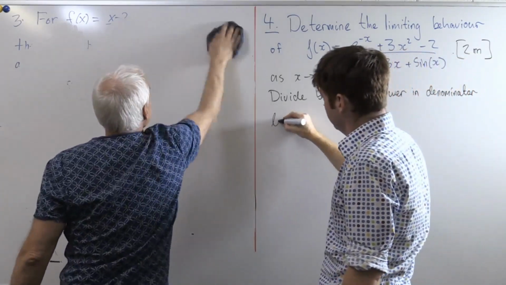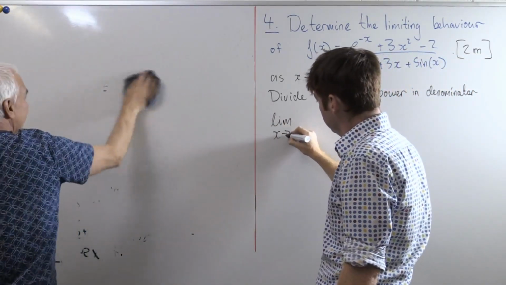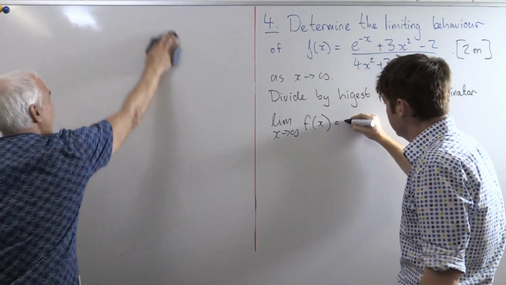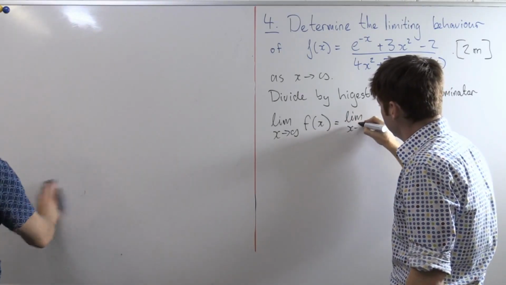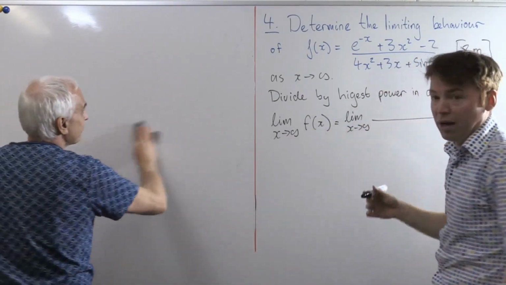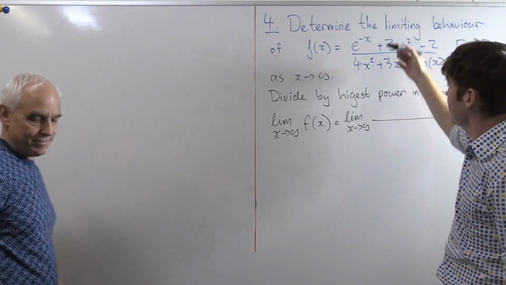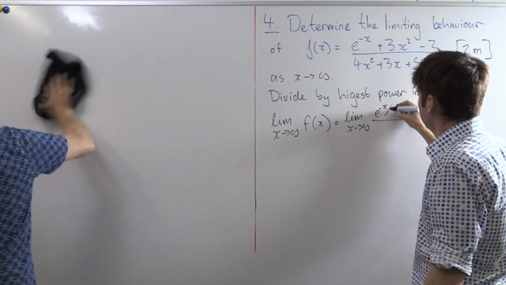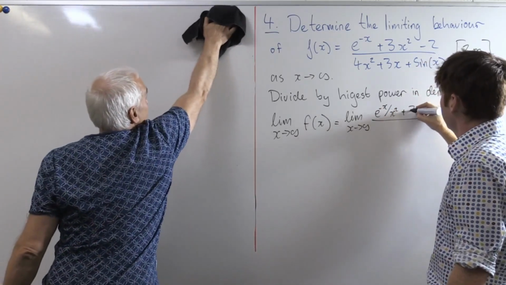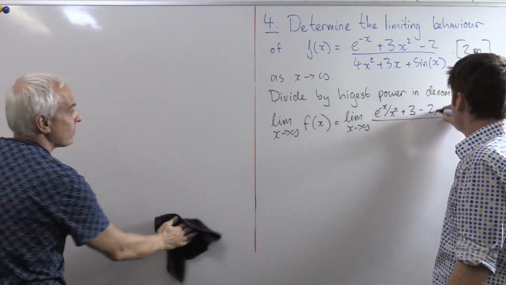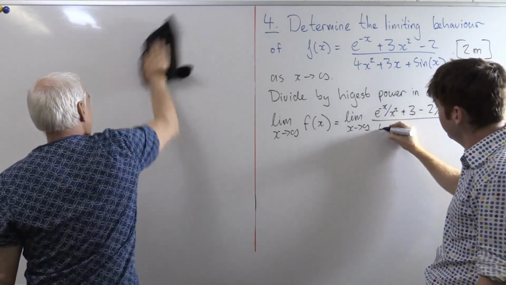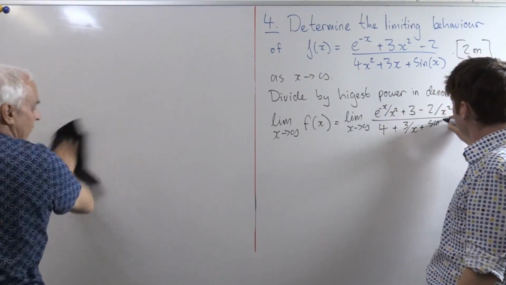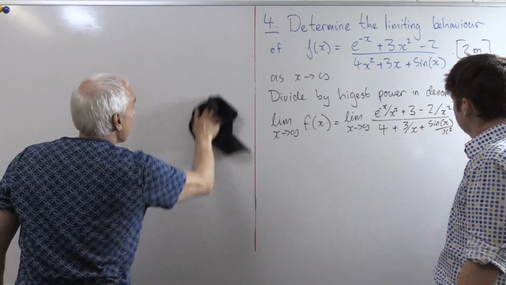So our limit is, well, that's the limit as x approaches infinity of, now I want to divide through by the highest power of the denominator. I do that to the top and the bottom, so this is e to the negative x on x squared plus 3 minus 2 on x squared over 4 plus 3 on x plus sine x over x squared. Like that.